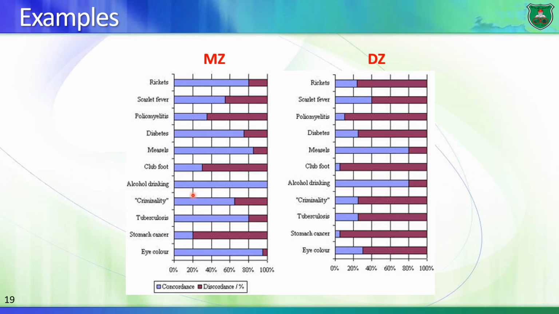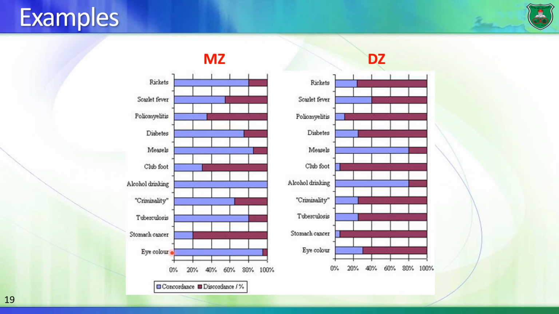Let's look at alcohol drinking now. There is 100% concordance in monozygotic twins. How about dizygotic twins? There is an 80% concordance. What does that mean? It means that there is probably some genetic contribution, but environmental conditions are more important, more significant. Okay, let's look at something else.